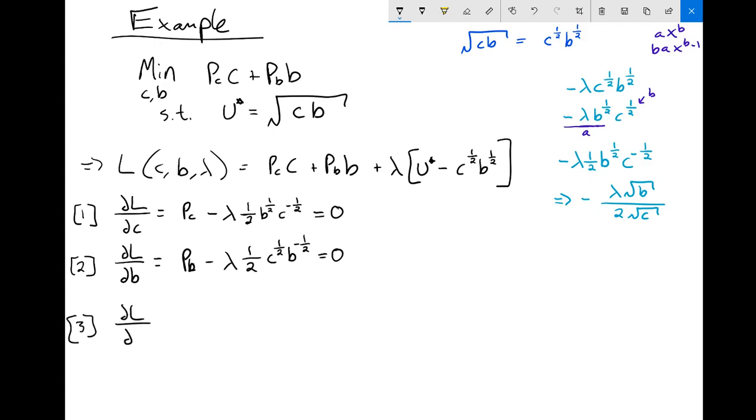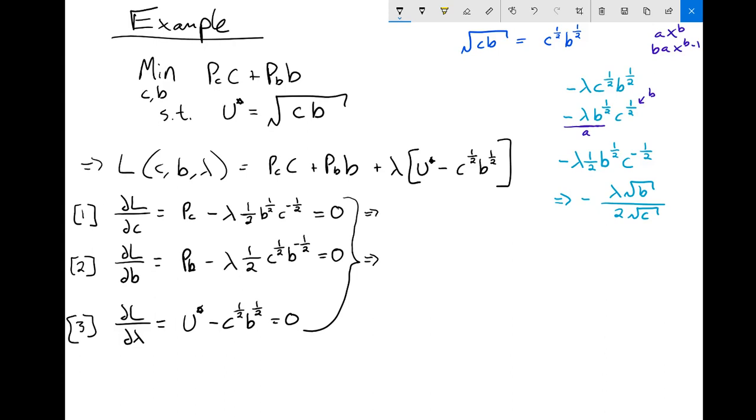Next, first order condition. Derivative with respect to lambda. So we just get u star minus c to the 1/2 b to the 1/2 equals 0. As is typical, what we want to do is take all of these and solve them for c star, b star, and lambda star, all of them in terms of parameters. So let's do that. I'm going to use a little bit of a different strategy when I solve this one. Here I'm going to solve this for lambda, this for lambda. And then I'll show you what I'm going to do next.